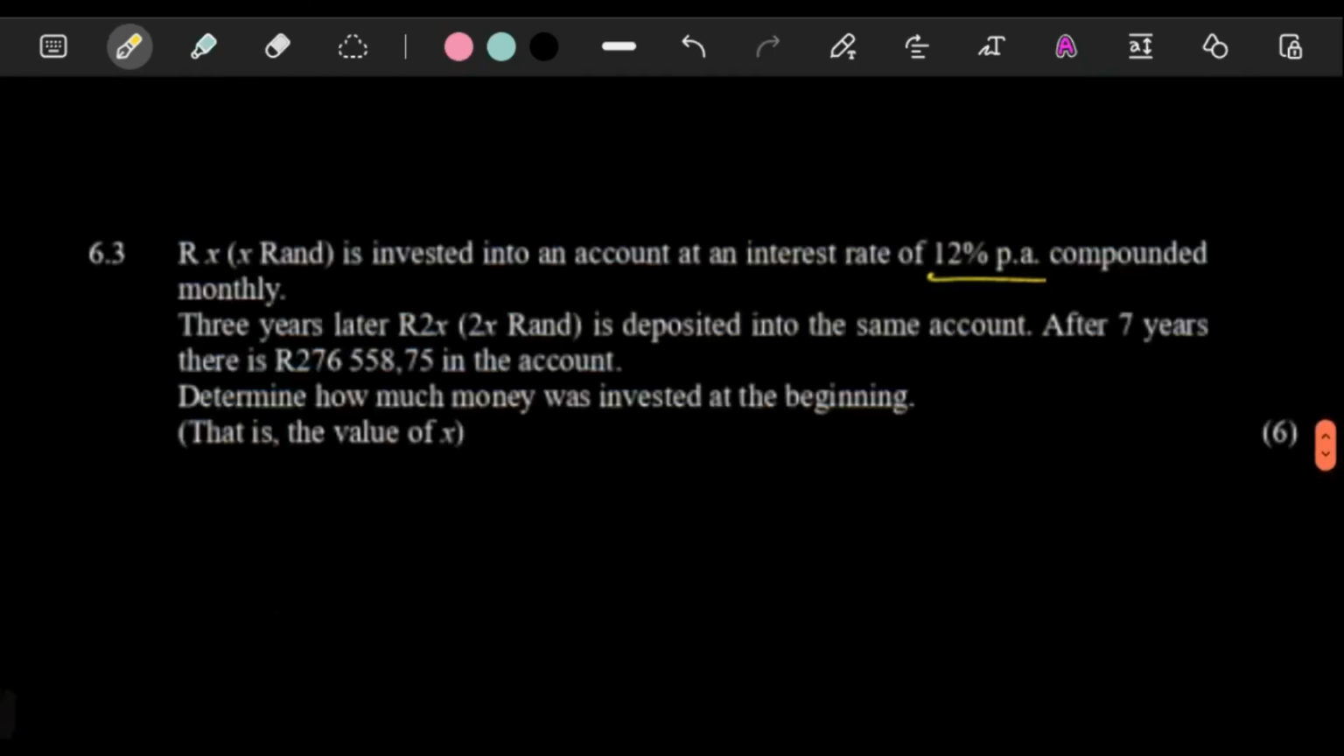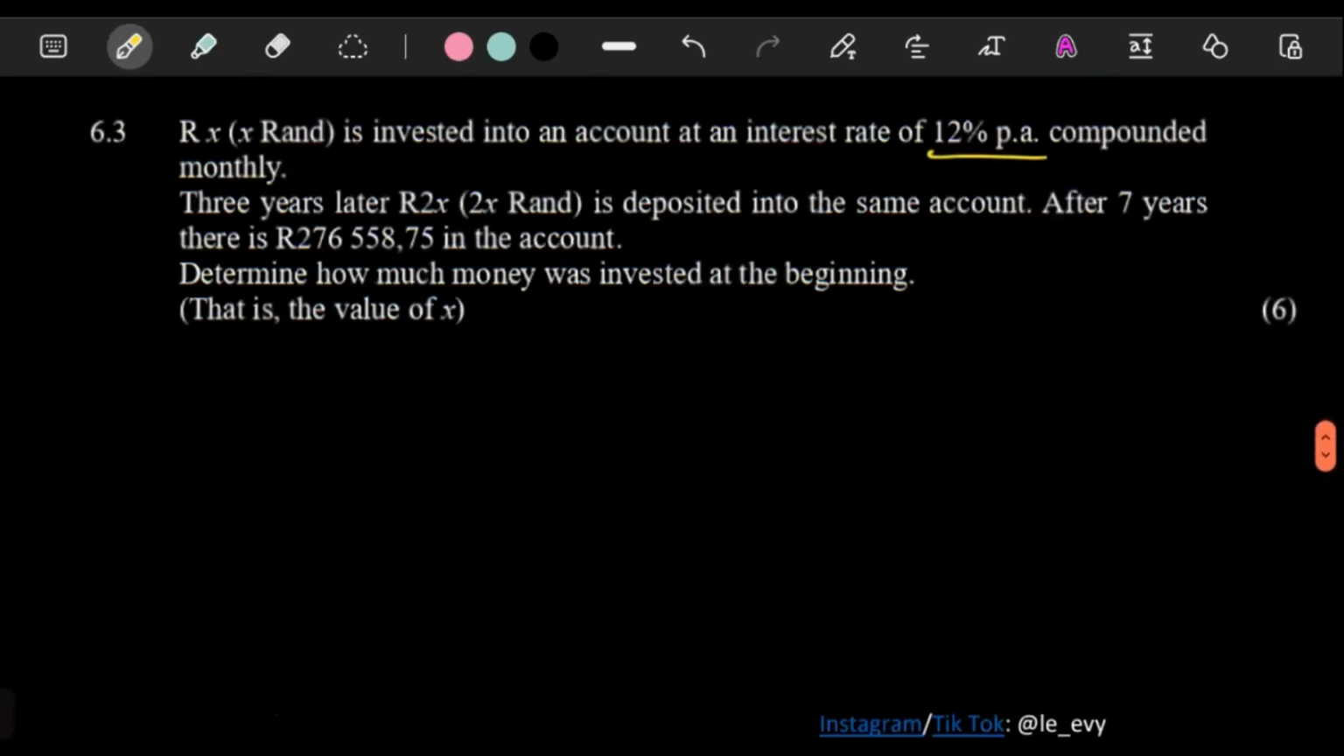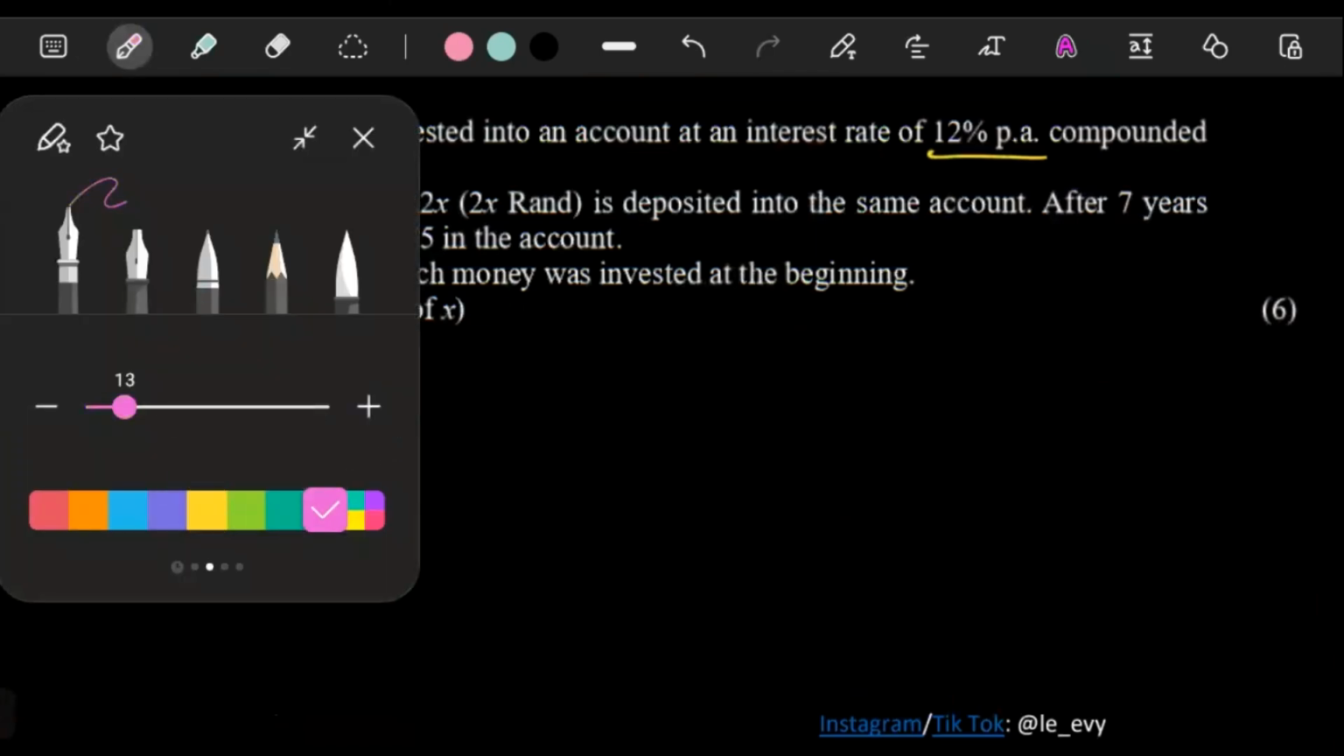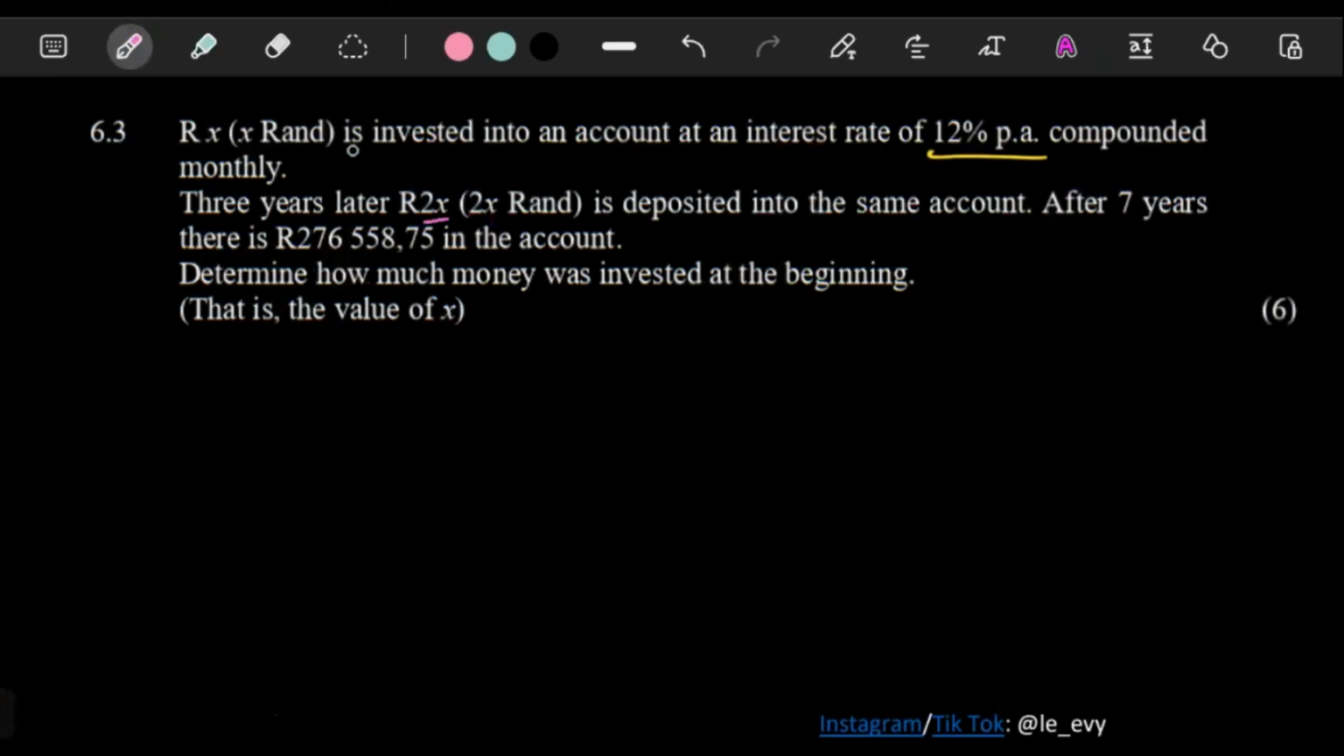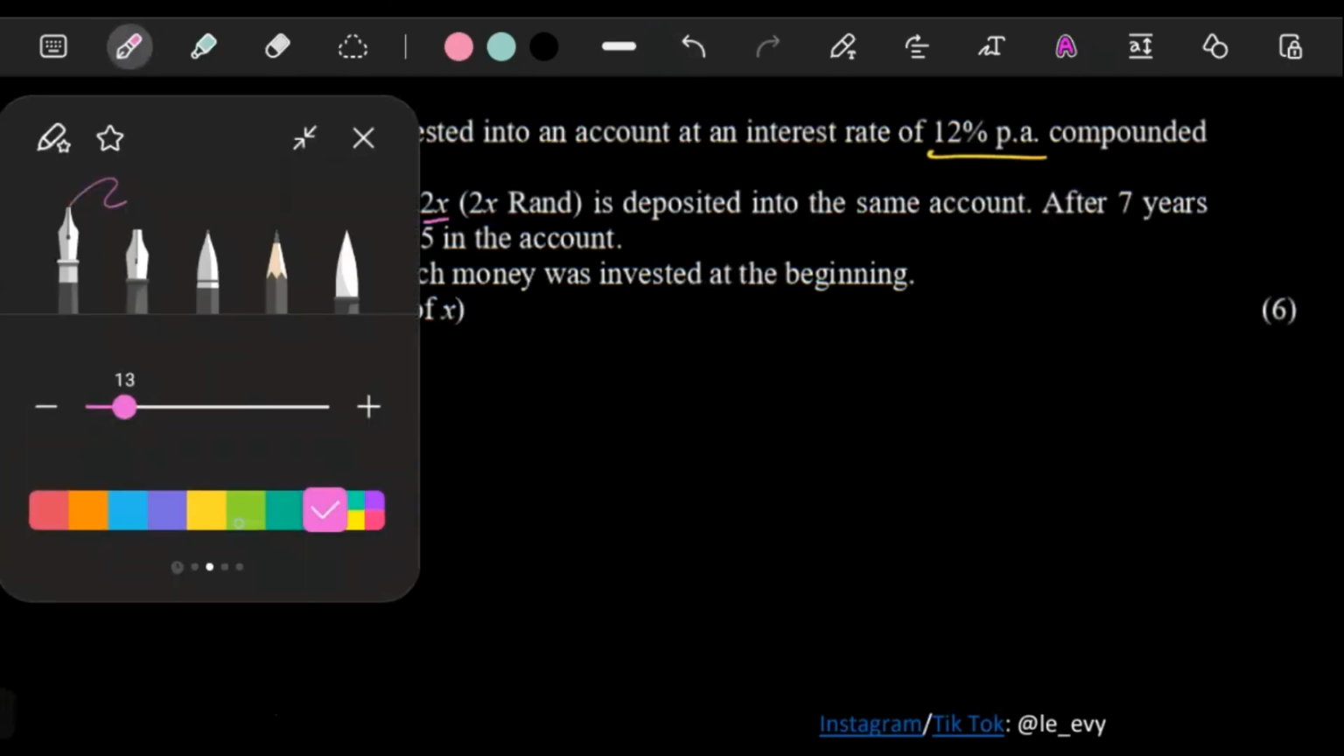Honestly speaking, in as much as this question may seem like it's going to be hectic, it's actually not going to be hectic, because they've done us a favor by giving us the idea that there's one variable, which is X. With questions like these, you just want to draw out a timeline of some sort.